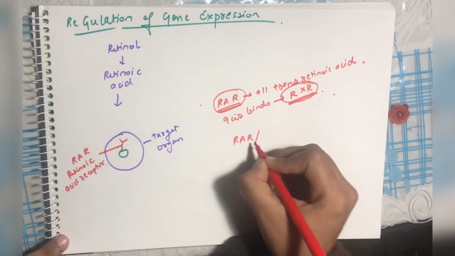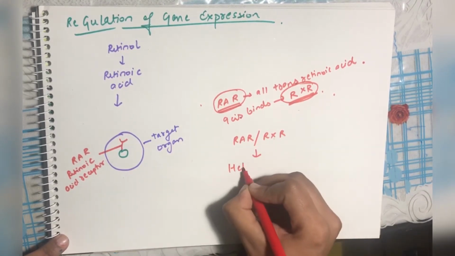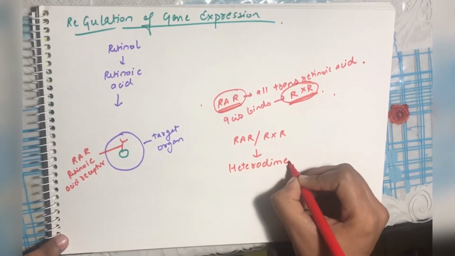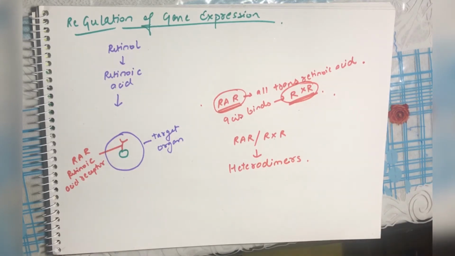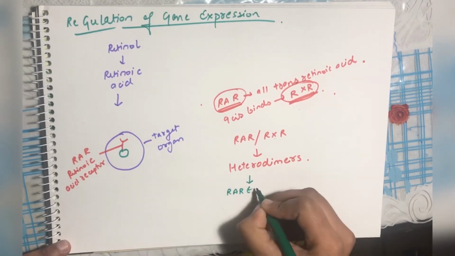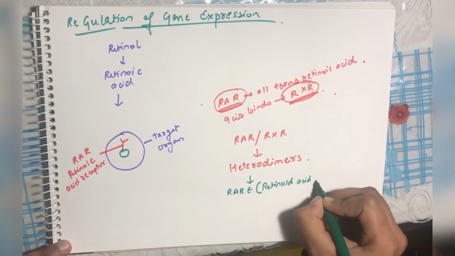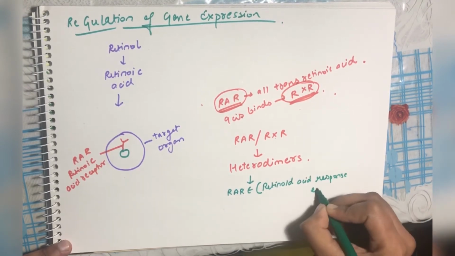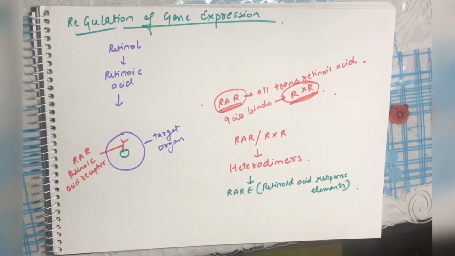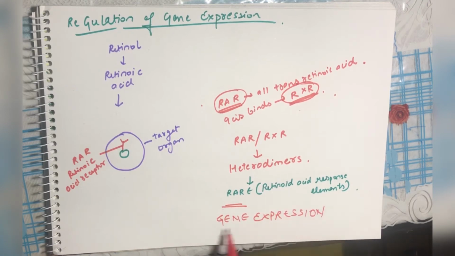RAR and RXR form a heterodimer which binds to a regulatory region of the chromosome called the retinoic acid response element, RARE. Binding of all trans retinoic acid and 9-cis retinoic acid to the RAR and RXR receptors respectively allows the complex to regulate the rate of gene expression, or specifically we can say gene transcription. So this is how it regulates gene expression.